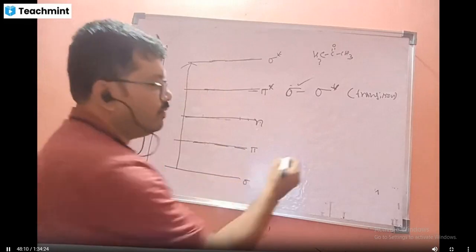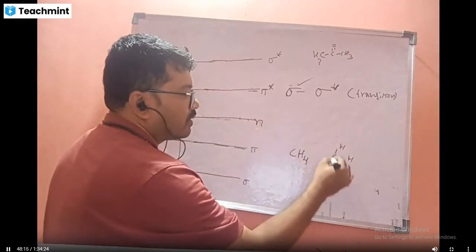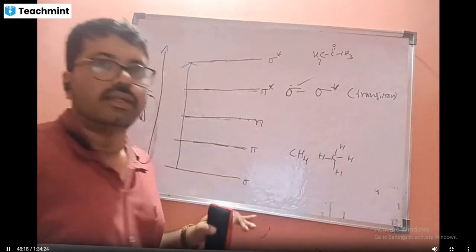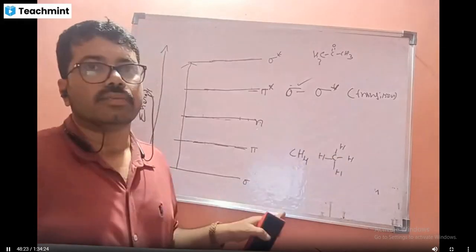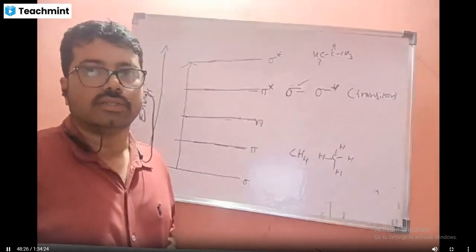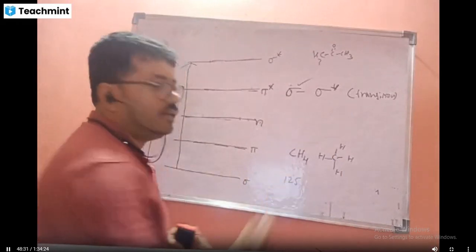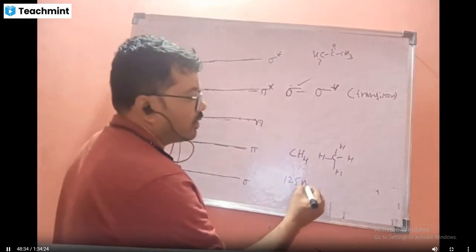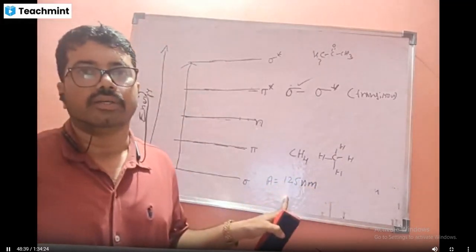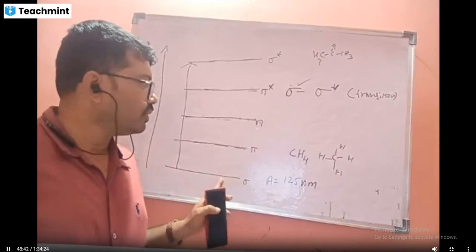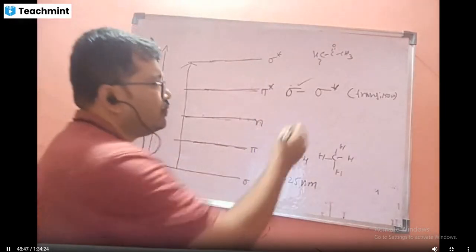For example, methane. All the bonding electrons are in sigma bonds. So the C-H bond can only undergo sigma to sigma star transition, with an absorption maximum at 125 nanometer. Sigma to sigma star transitions are not seen in the UV.